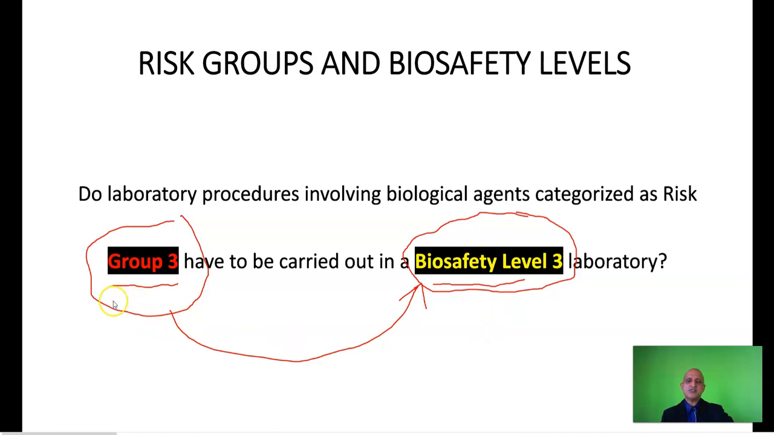You can work with a risk group 2 pathogen in a BSL2 laboratory, and a risk group 3 pathogen in a BSL2 laboratory. However, you must put into place the standard operating procedures and determine the level of risk before you commit to this arrangement.